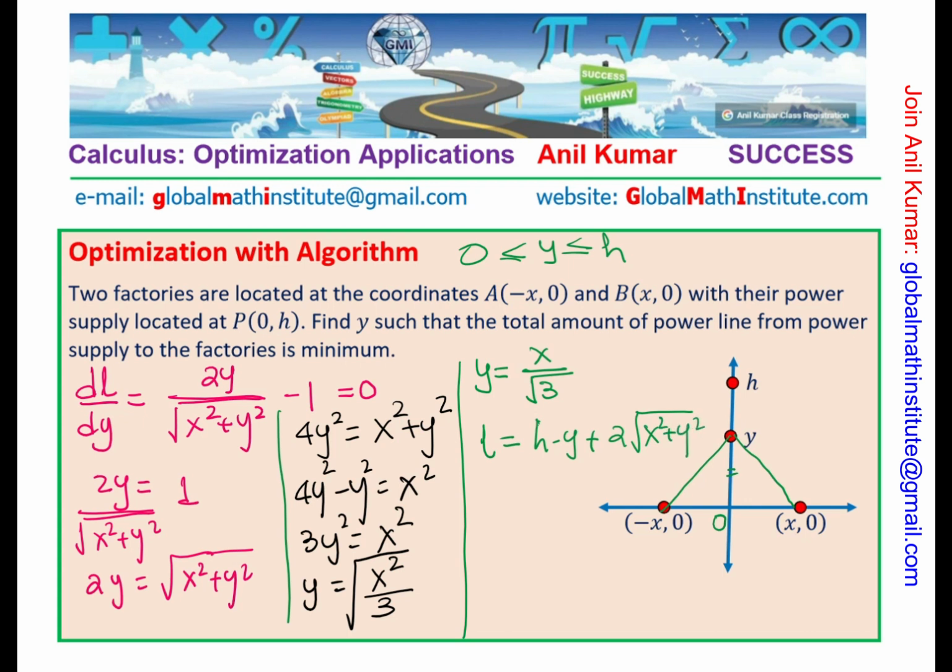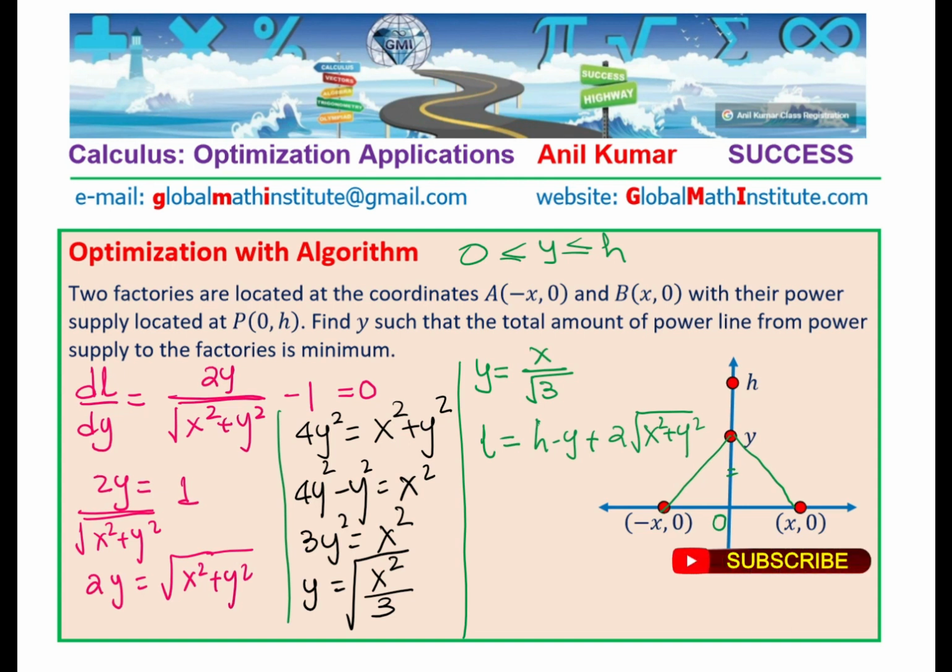Now this length we will calculate for different values. We will check the length when y is 0, we'll check the length when y is h, and we'll check the length when it is x over square root of 3. So I'd like you to check all the three values and confirm which is the minimal, right?